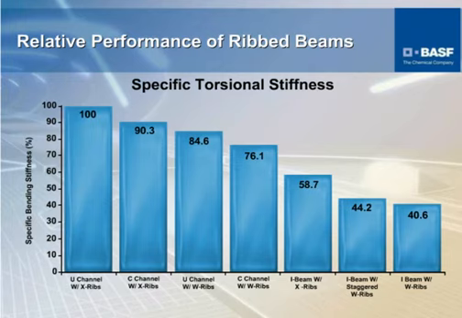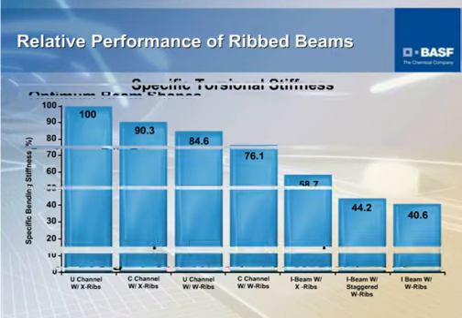And here, what's the most efficient cross-section? And you can see here, the U channel with some X ribs is the most efficient. And then you can look at the C channel with X ribs not being bad. And then they continue to go further down. And you can see here, the I-beam is the most inefficient.